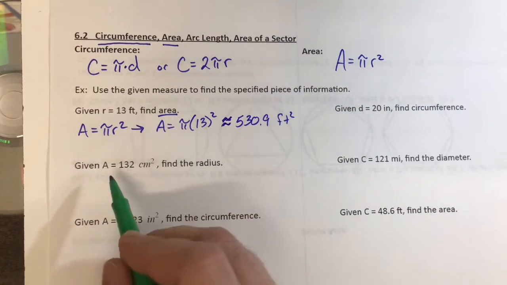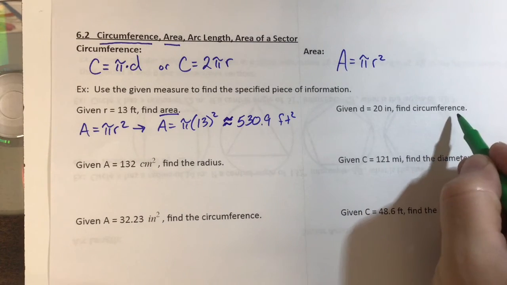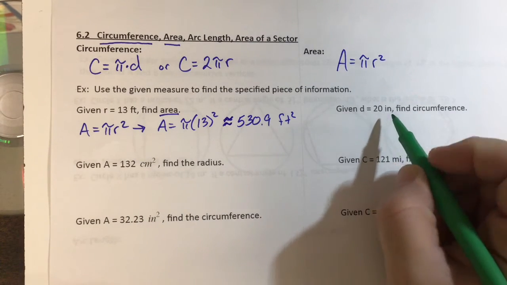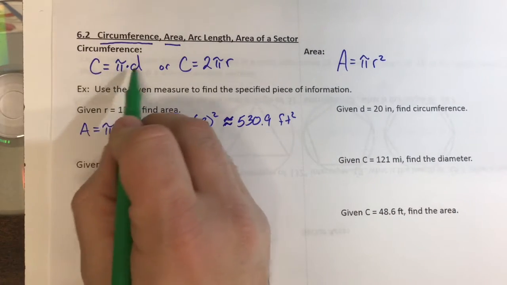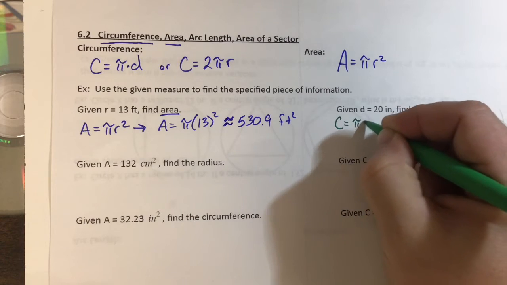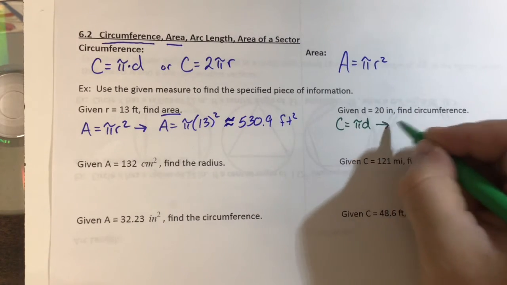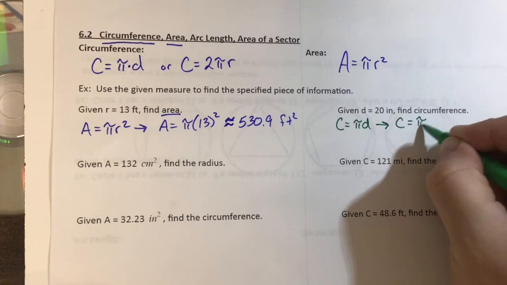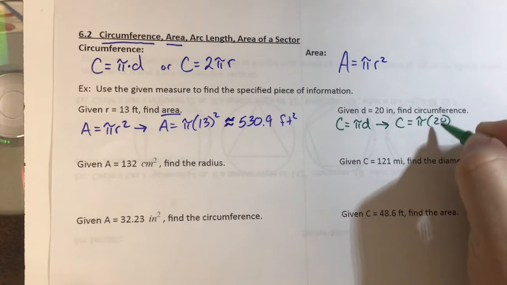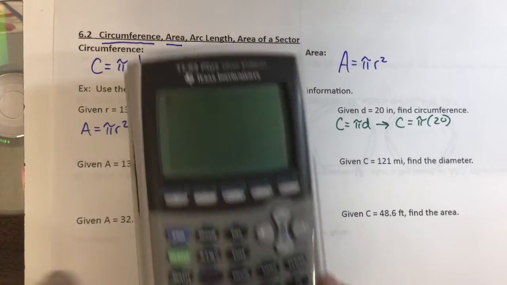Okay? And now we're going to take a look at a problem where I am looking for the circumference. So they give me the diameter. Since I'm using diameter, I want to use this circumference formula. So I start with that. C equals pi times diameter. And then I simply plug in 20 for d. So the circumference is equal to pi times 20. So all I have to do is enter that in the calculator, 20 times pi.